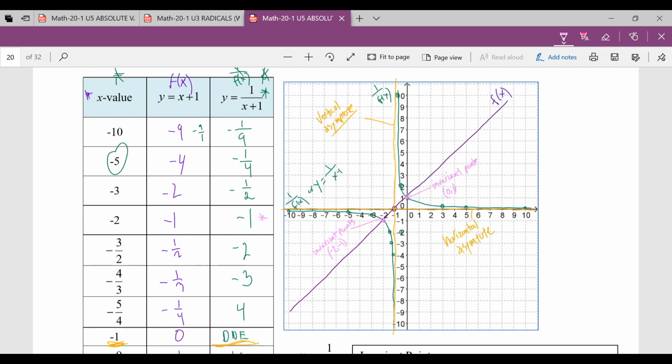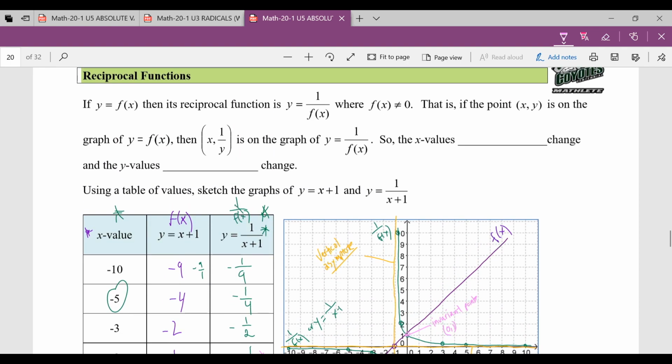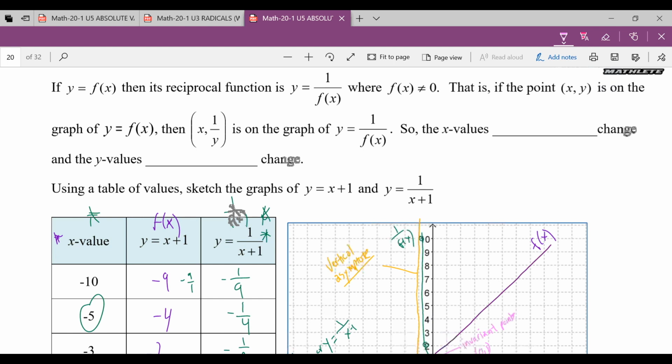So let's go back up to the definitions here and see if any of this doesn't make sense. If y equals f of x, and then its reciprocal function is y equals 1 over f of x, that is the very definition of a reciprocal. So if there's a point (x, y) on the graph of f of x, then that point will be transformed or translated into (x, 1 over y). All right. So notice that the x doesn't seem to change, but the y value does change.